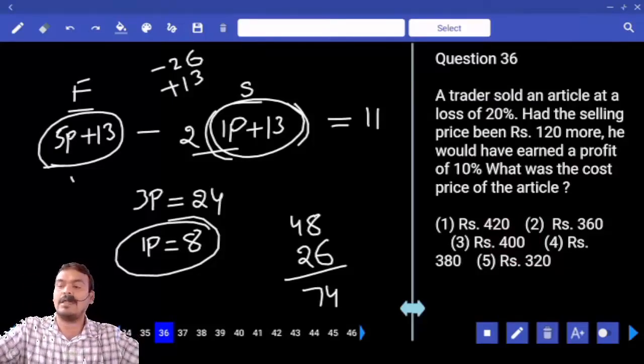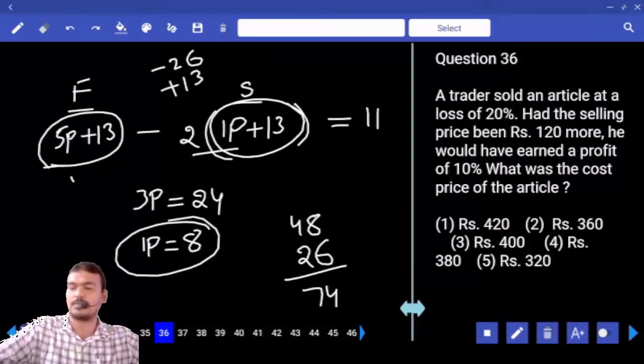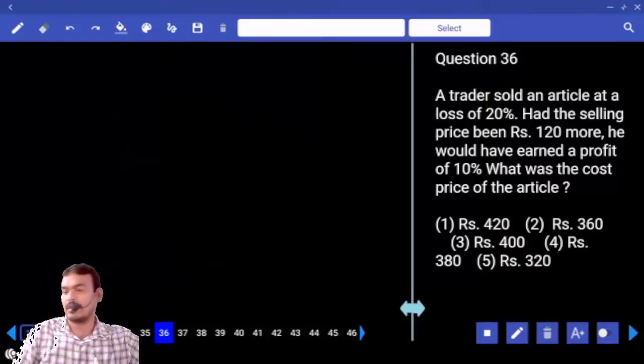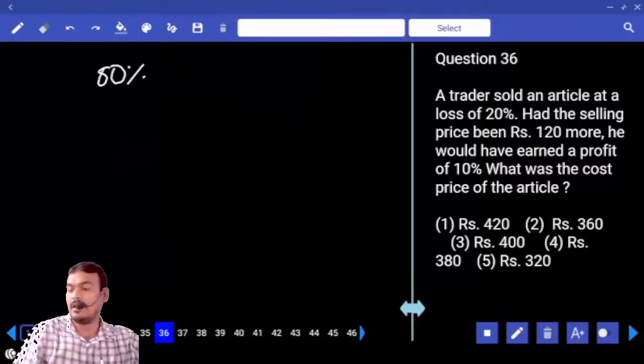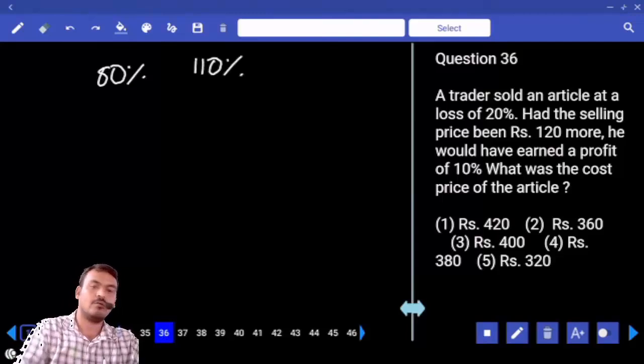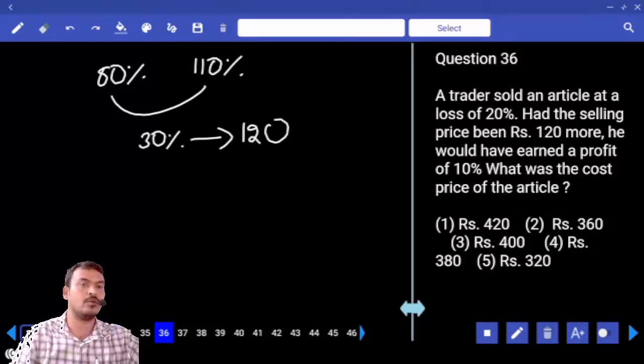A trader sold an article at a loss of 20%. Had the selling price been 120 rupees more, he would have earned a profit of 10%. What was the cost price of the article? 20% loss means what is the selling price? 80%. 10% profit means selling price is 110%. What is the difference in percentage? 30%. But difference in selling price is 120 rupees or not.